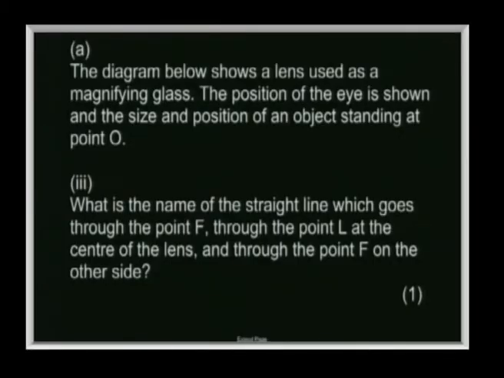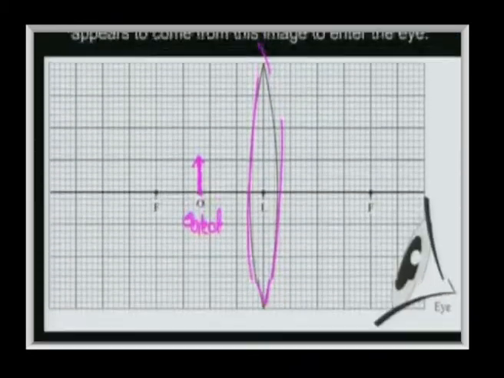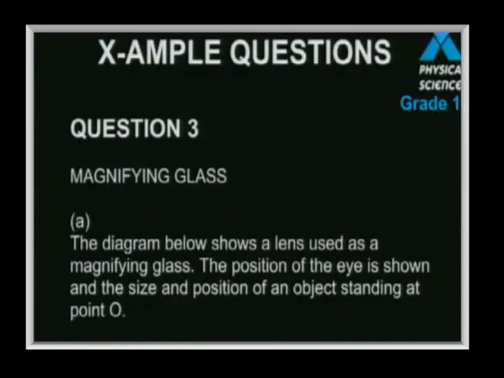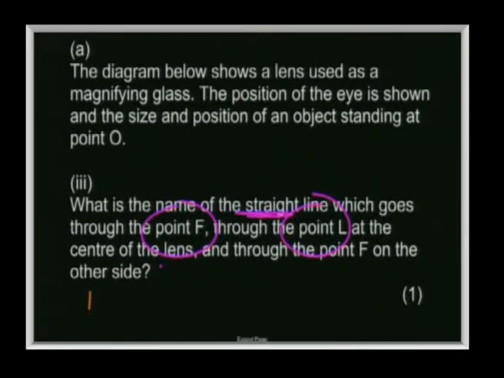All right, the next question. What is the name of the straight line which goes through point F, through point L, which is the center of the lens, and then through point F on the other side? If we look at our diagram over here, they are referring to this line that runs through F. There's L, which is our lens, and F on this side. So it runs through all 3 of those points. Of course, I'm sure you all remembered that that line is called the primary axis. That is the reference point from which we are working when we draw our sketch.